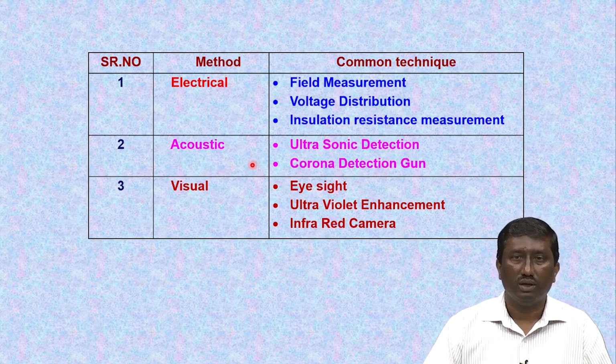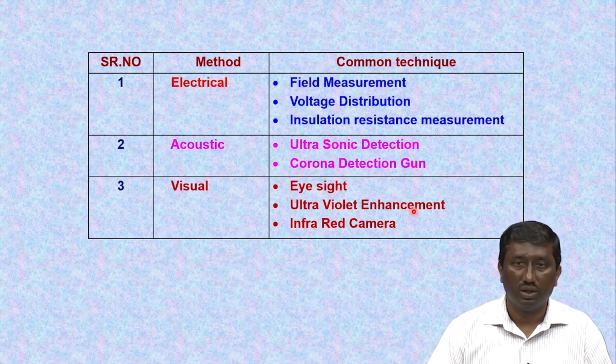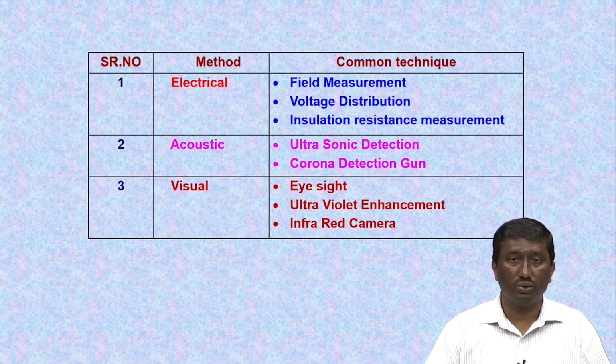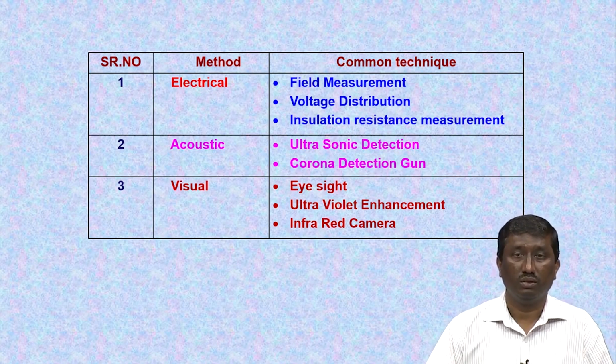Second is the acoustic method. The acoustic method employs ultrasonic detection, where an ultrasonic gun is used to verify or scan the entire insulator string and find out the defect. There is also a corona detection gun, which works on a similar principle of acoustics and is being used. Third is visual inspection, where through normal eyesight you could see sheds damaged or if the failure of the insulator is physically visible with the naked eye. Then ultraviolet enhancement and infrared cameras are also being used to check and verify the faulty insulators in the string.